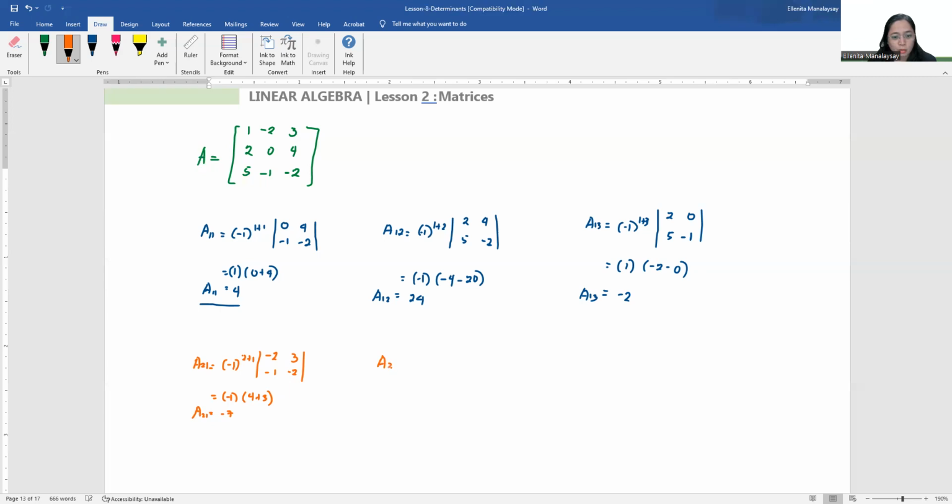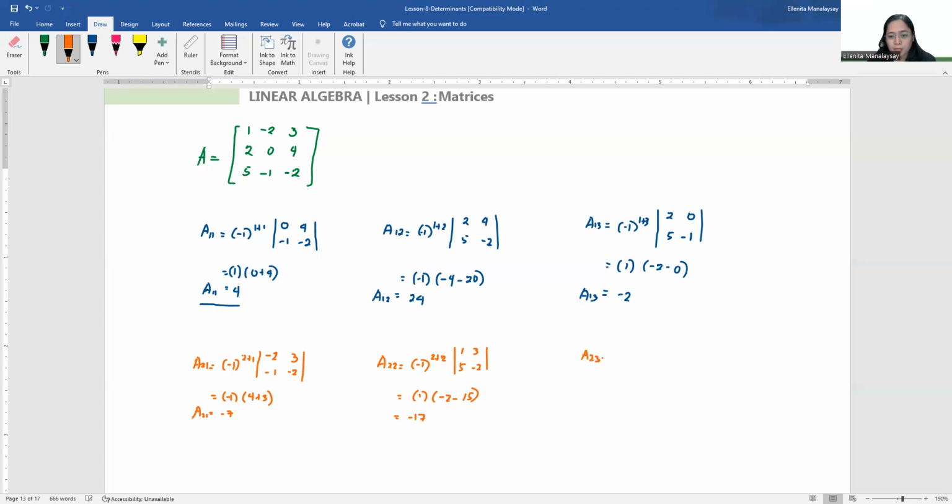Next, let's take A22. This is negative 1 raised to 2 plus 2 times the matrix 1, 3, 5, negative 2, and we will get the determinant of this. So this is equal to positive 1 times negative 2 minus 5 times 3, which is 15. So this is negative 17.